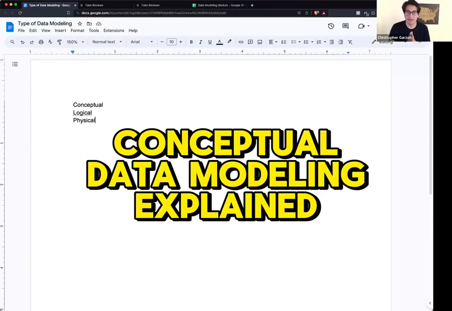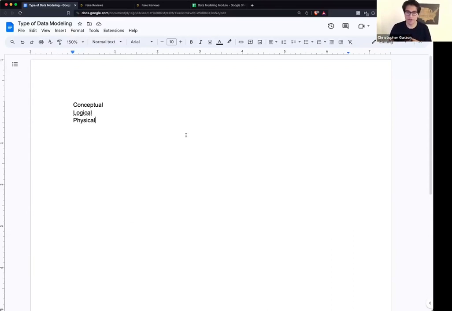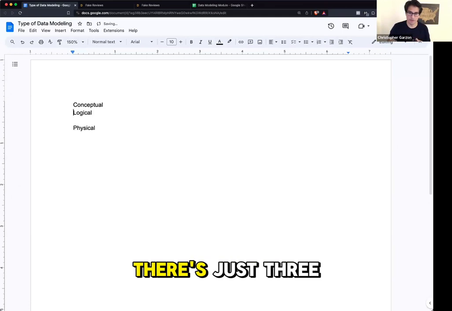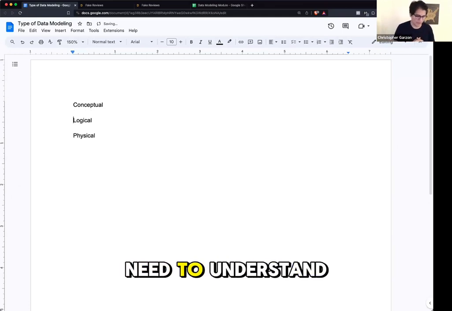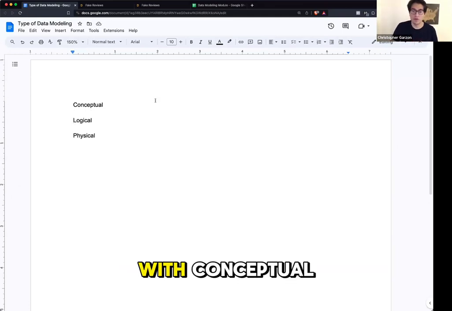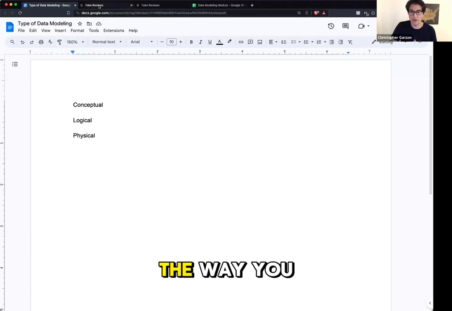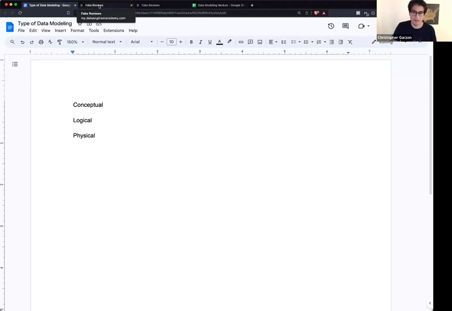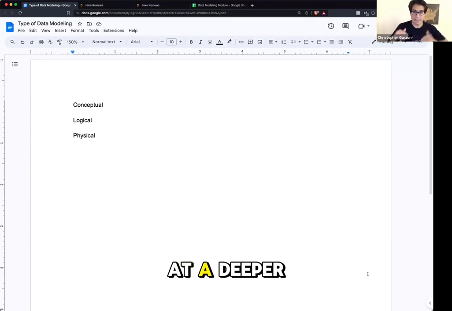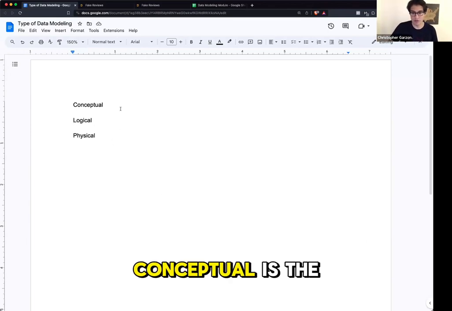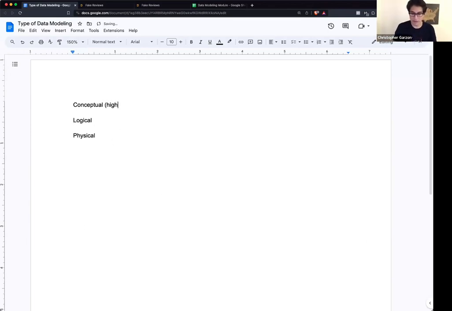The different types of data modeling. So very, very simple. There's just three types you really need to understand. With conceptual, the way you should think about it is each one goes at a deeper level. Conceptual is the highest level.